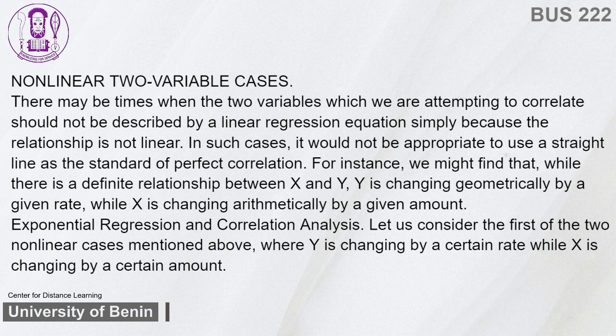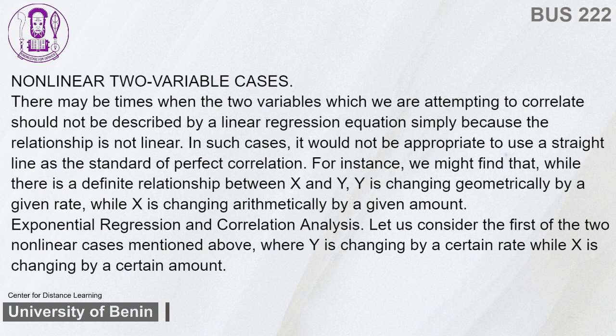Nonlinear two-variable cases. There may be times when the two variables which we are attempting to correlate should not be described by a linear regression equation simply because the relationship is not linear. In such cases, it would not be appropriate to use a straight line as the standard of perfect correlation. For instance, we might find that, while there is a definite relationship, y is changing geometrically by a given rate, while x is changing arithmetically by a given amount.